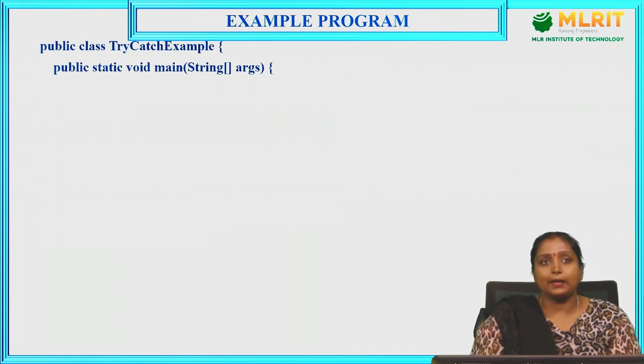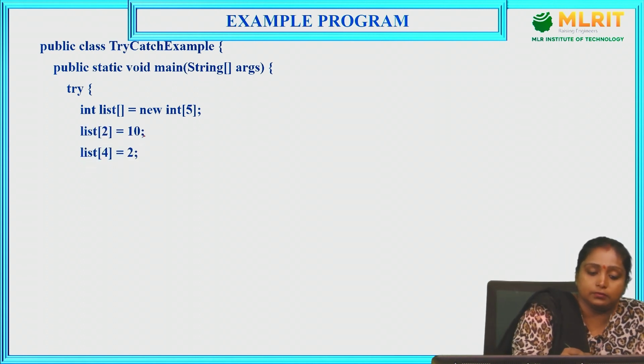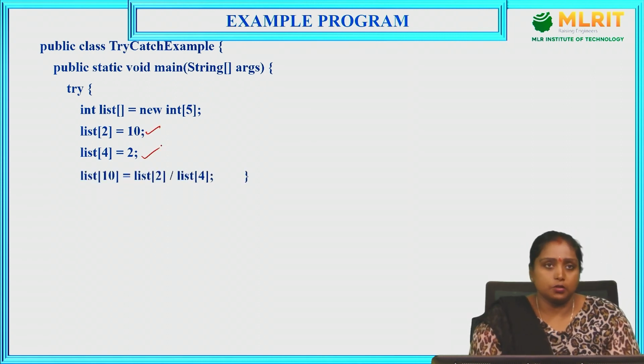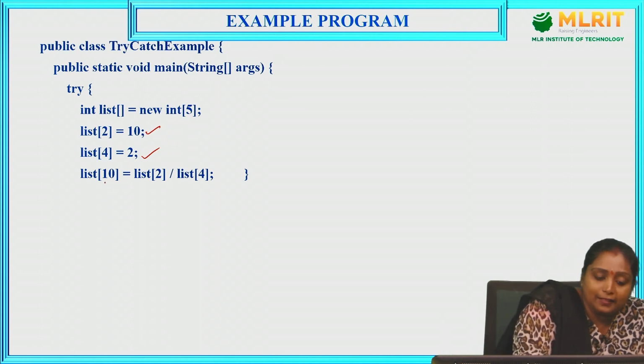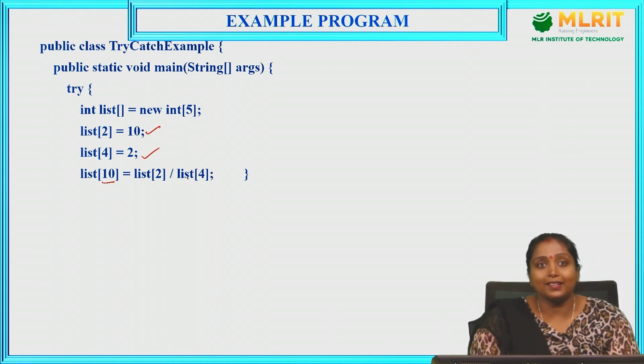See here, I am writing an example program. I am using a try block which consists of a list with 5 values, and I am initializing list[2] equals 10 and list[4] equals 2. Now I am taking list[10] equals list[2] / list[4]. So it's an index out of bounds exception.